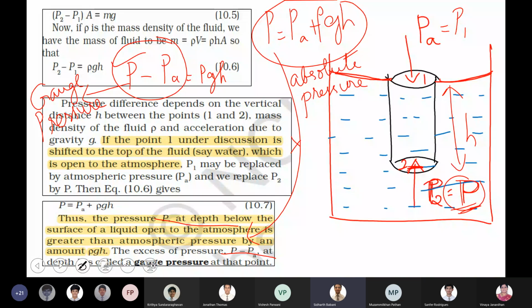Ma'am, PA is always one, yeah? PA is atmospheric pressure.